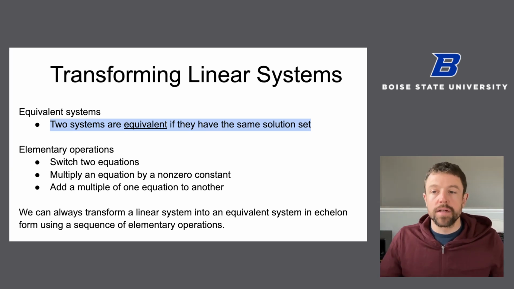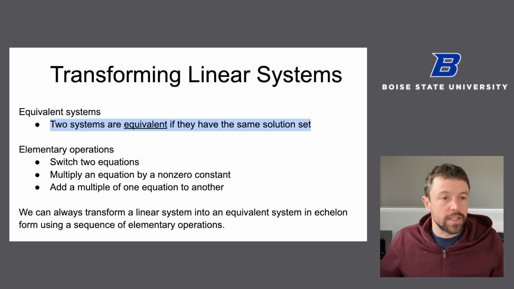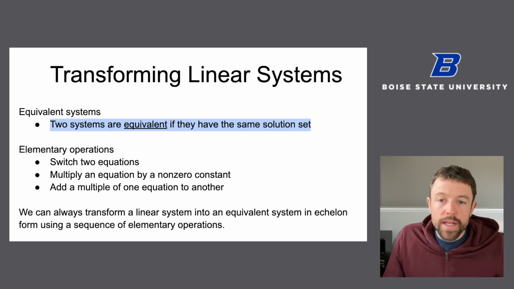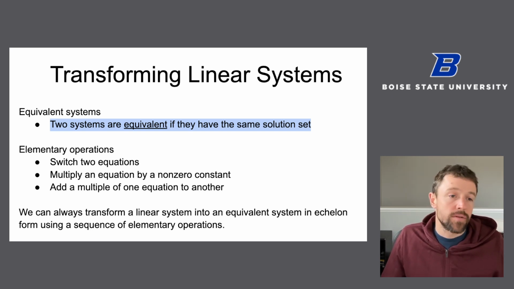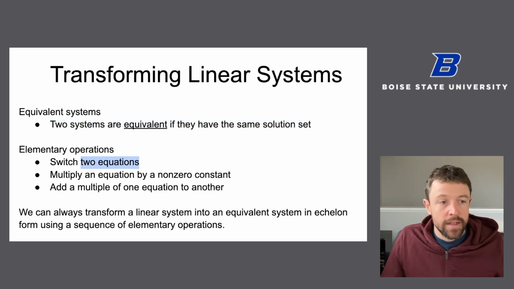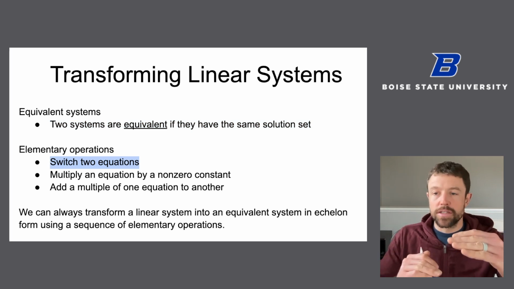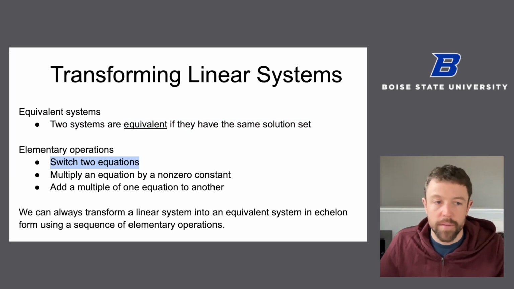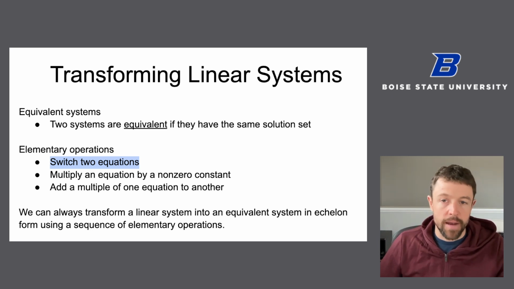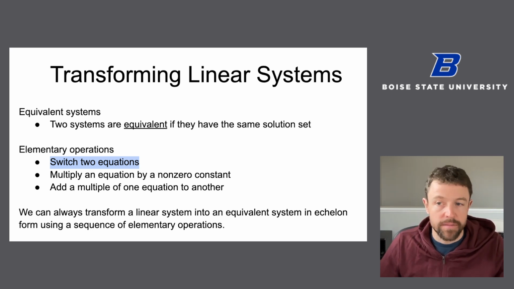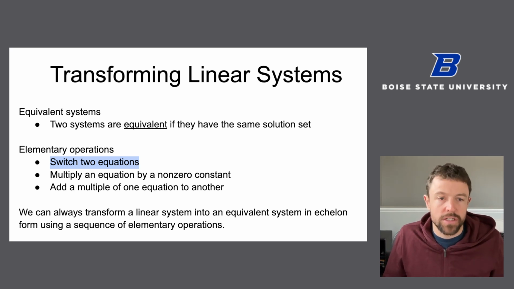And what we're going to do is try to take systems and transform them into other equivalent systems that look nicer. So there are three things that we'll do to systems that won't change the solution set, that will change them into equivalent systems. And the first one is very easy to understand. If we switch two equations, that is, we take equation 1 and equation 2 and put one on top of the other, flip their order, we don't change the solution set. I think this is relatively obvious, right? We haven't changed the equations, we've just changed where we wrote them.